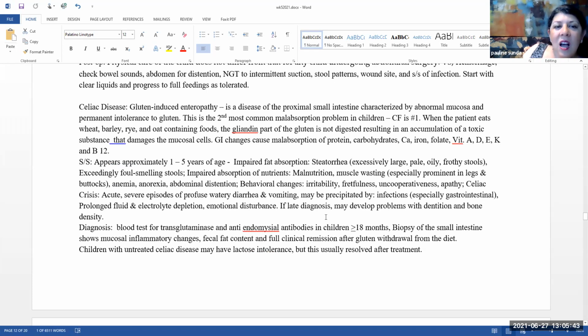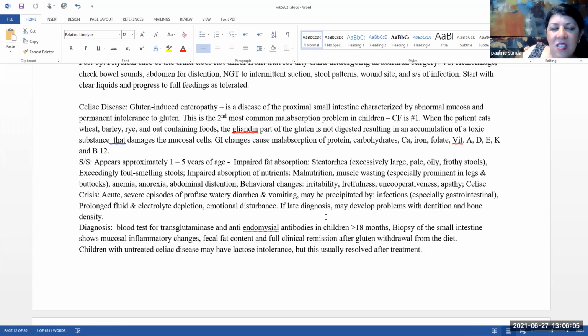Celiac disease. This is a gluten-induced enteropathy. This is a disease of the proximal small intestine characterized by abnormal mucosa and a permanent intolerance to gluten. This is actually the second most common malabsorption problem in children. Cystic fibrosis is number one.